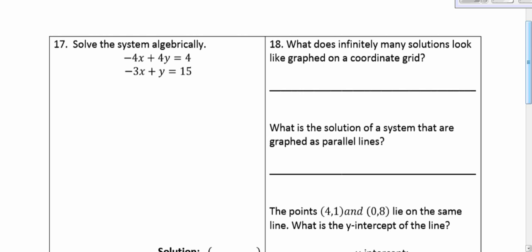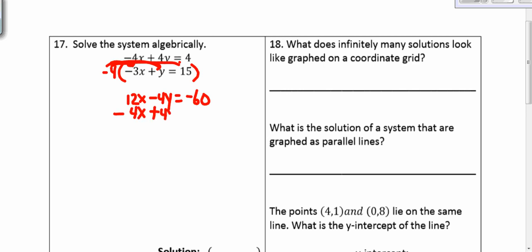So what I did was I multiplied by negative 4 on the bottom because I want to try to cancel out the y's. And when I multiply by negative 4, negative times a negative is a plus 12x. And negative 4 times positive y is a negative 4y. That's what I wanted to do. And negative 4 times 15 is negative 60. I'm going to rewrite that top equation because it's all the way up there and I get a little confused every time I don't see them right above one another, above and below, just like this.